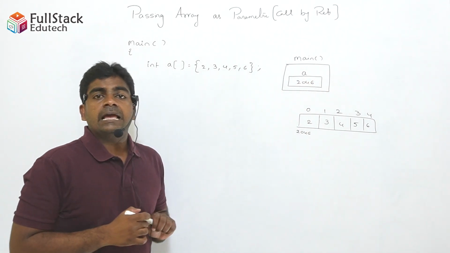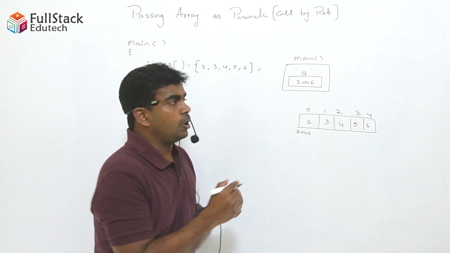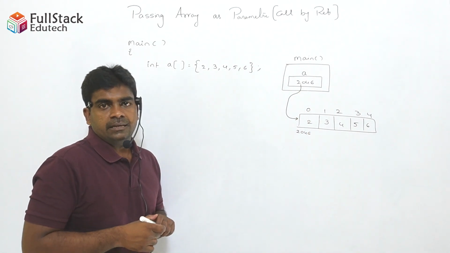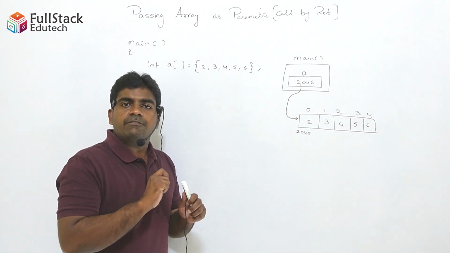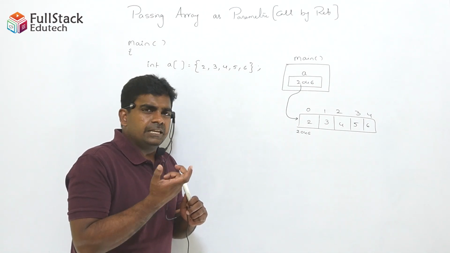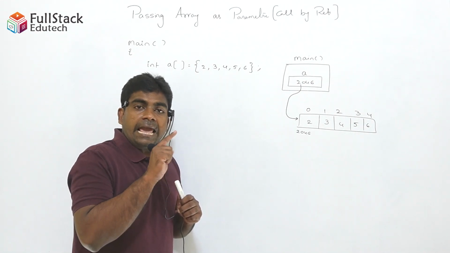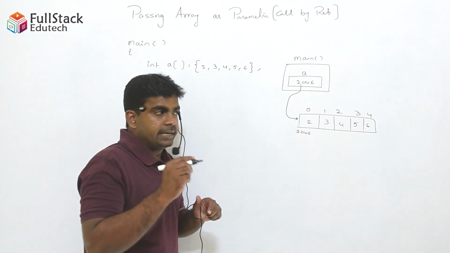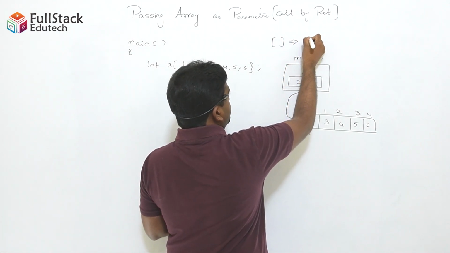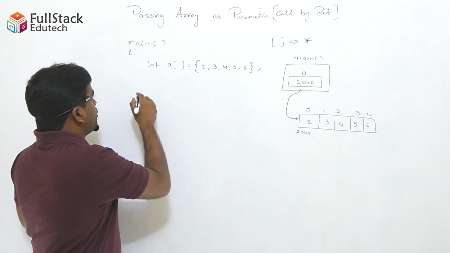Remember that an array variable always holds the base address of the memory block. An array variable will not store the value; it always stores an address. What type of variable stores an address? A pointer variable. So an array is also a pointer variable. Remember, this square bracket is exactly equal to the pointer. Remember the point. Now see here what we are doing.